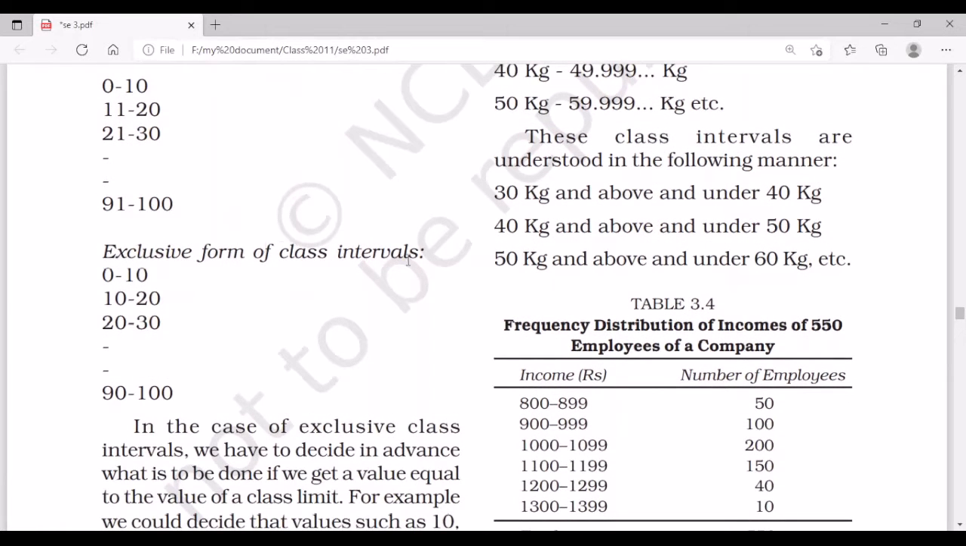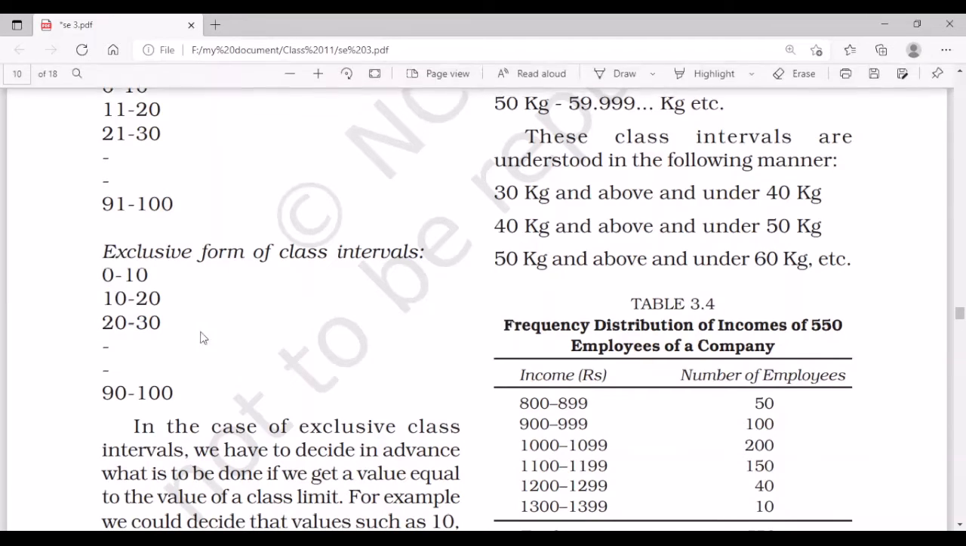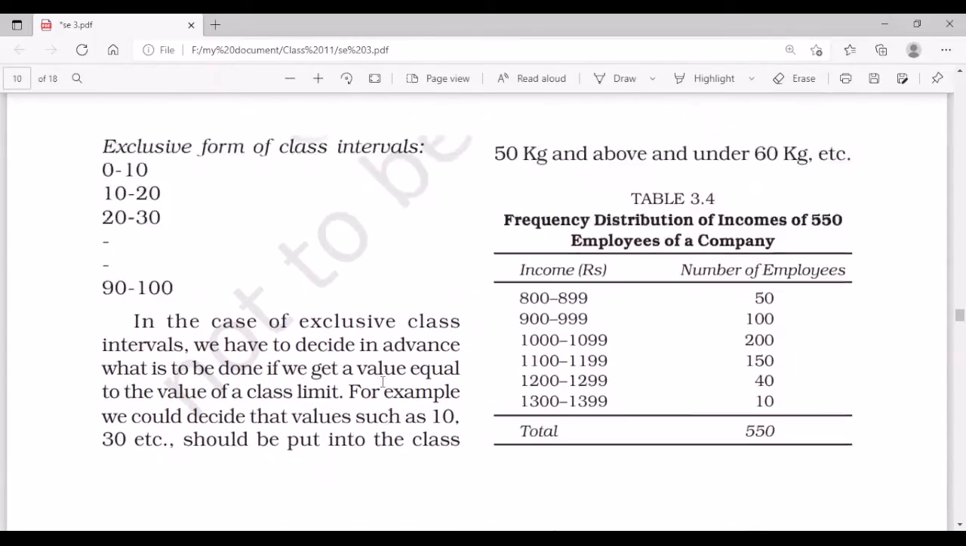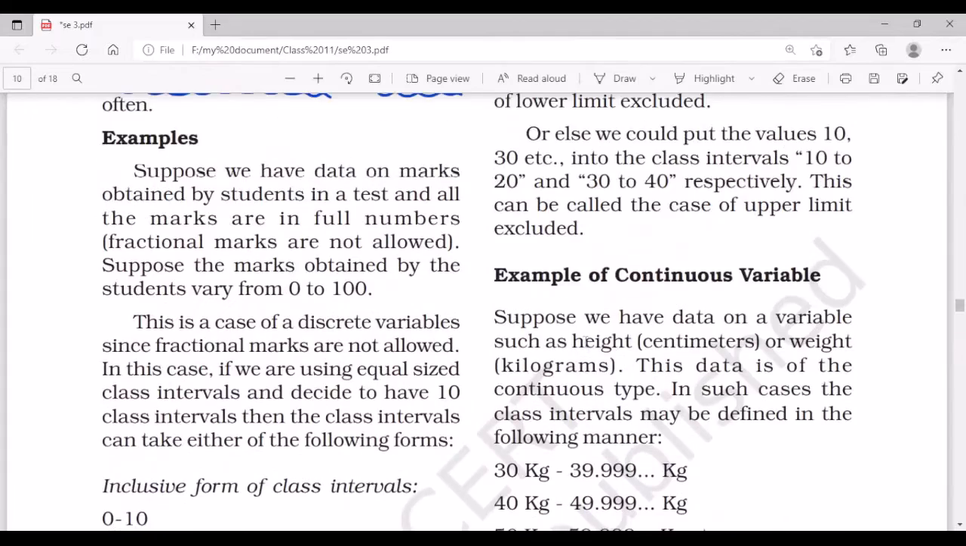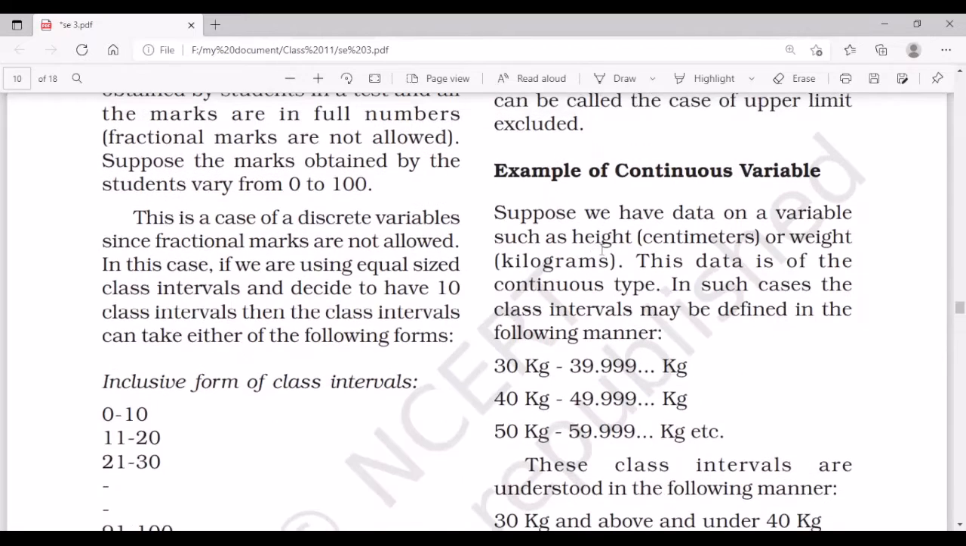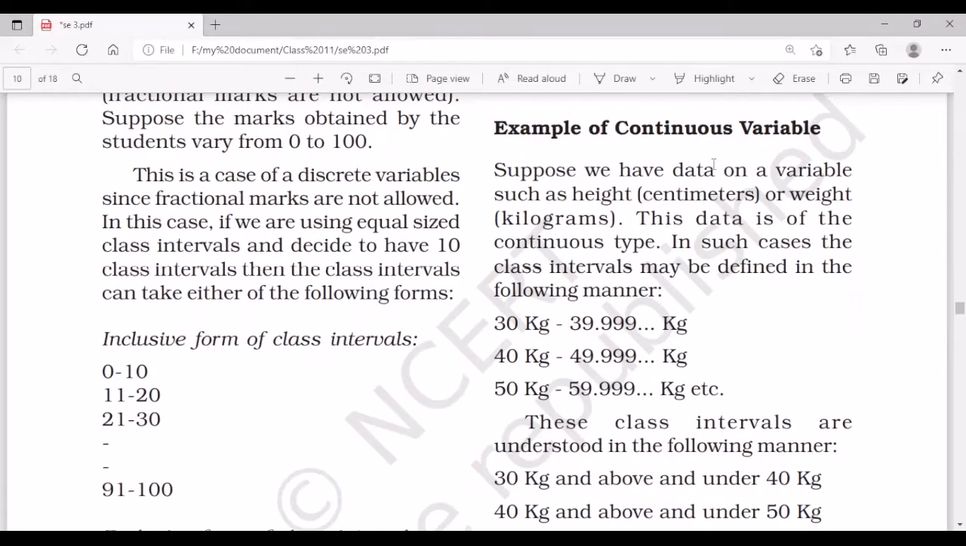And exclusive means when we are not including either the lower limit or the upper limit. So you can see in this example that we are not including 10 in this. 0 to 10, 10 to 20 means 10 is not included in the first one, but it is included in the second class. Okay, I think this is clear to you guys.